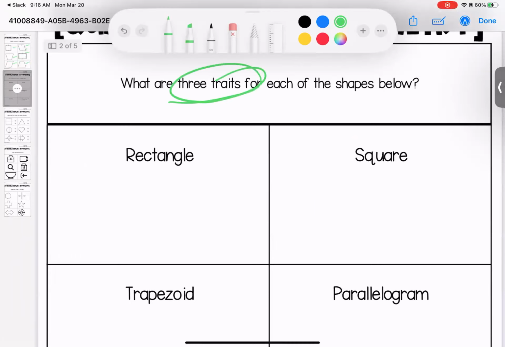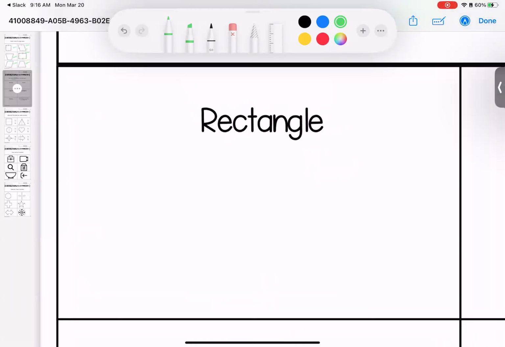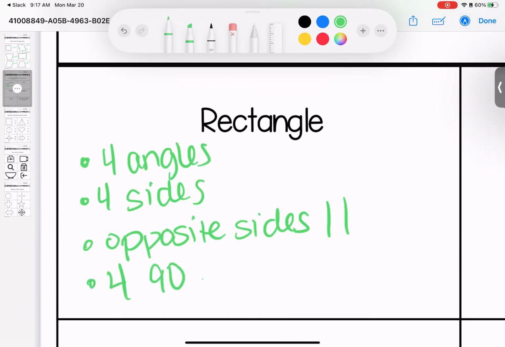All right, we're looking at 3 traits for each of the shapes below, helping us to truly understand what makes each shape what it is. So just some things that we could say about a rectangle. It has 4 angles. It also has 4 sides. Opposite sides are parallel. I'm going to use the shortcut for parallel. And it has 4 90-degree angles. Could use any of these. If you have another that's not here that you'd like to ask, bring it to class.